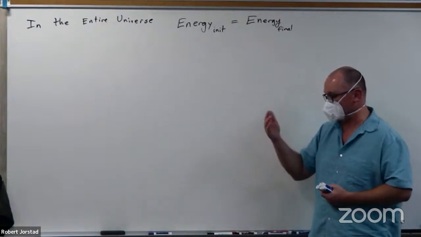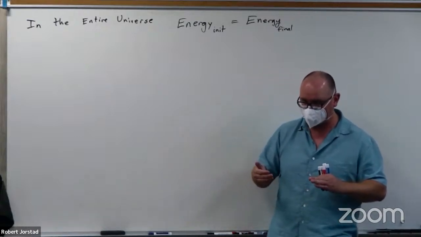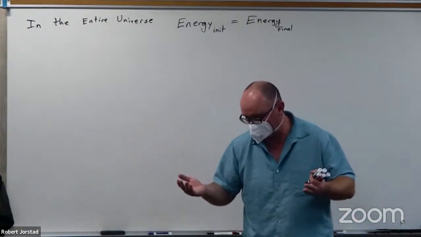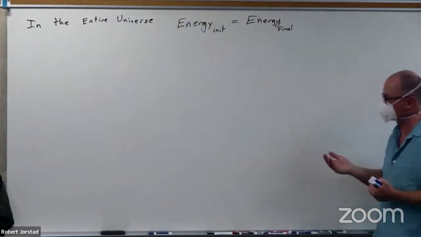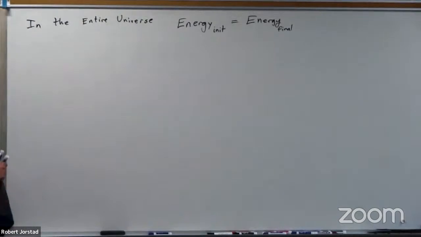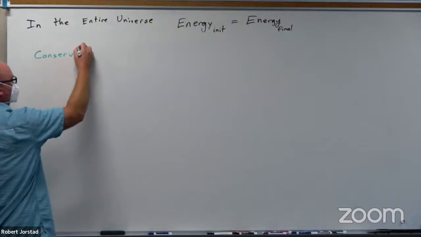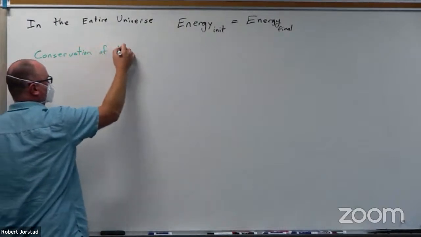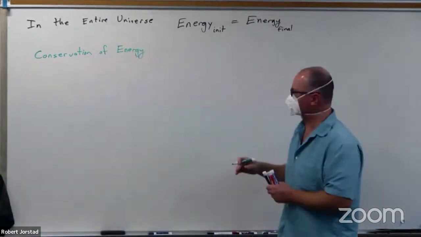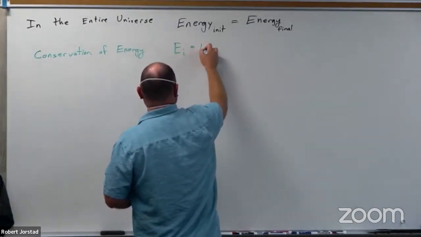You can conserve mass. You can have the same amount of initial and final mass. You can conserve charge. You can have the same amount of charge before and after. You can have the same amount of strangeness. That's a physics term. A lot of physicists have strangeness. But anyway, for us, when we say energy is conserved or conservation of energy, in physics, that does not mean turn the lights off when you don't need them. It means E initial equals E final.